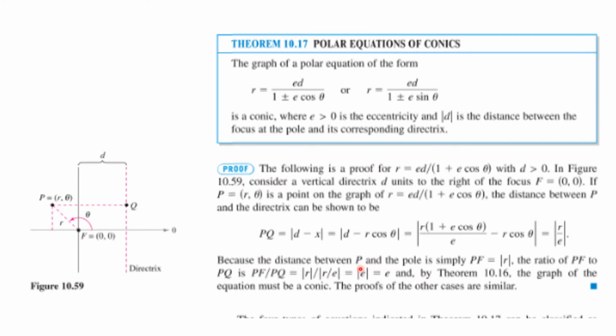Now, the distance between P and the pole is simply the absolute value of r. The ratio of PF to PQ is the absolute value of r over the absolute value of r over e. If you simplify this algebraically, you get the absolute value of e, which is e because it is positive. So this graph must be a conic section, and the proof of the other cases is similar. So we have a standard polar form for these equations.